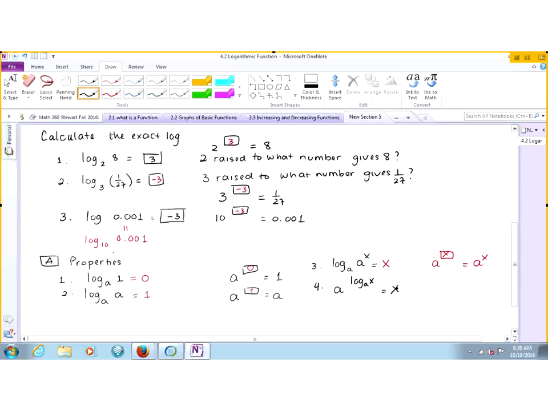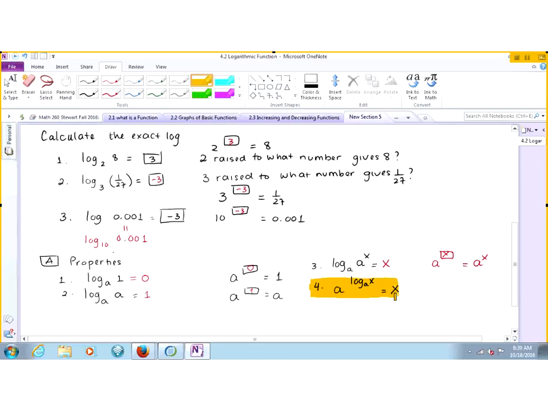Let me see how I could explain this to you. A raised to the log base A of x. Because this is not using what we used before. A raised to the what gives me x? Let me explain this to you next time.